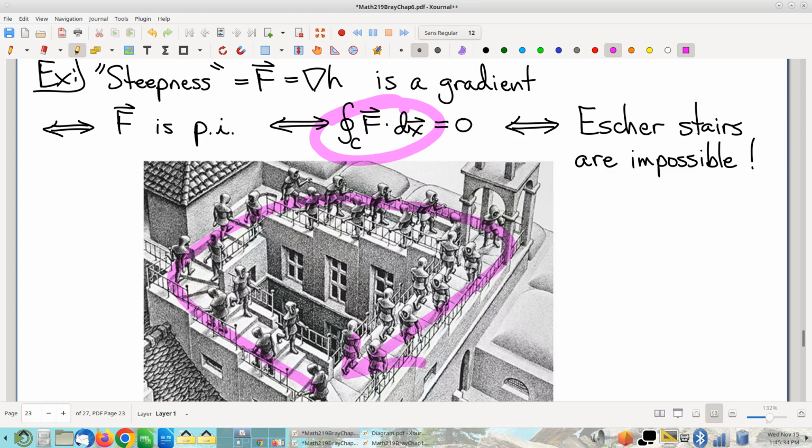Yeah, that's right. The total change in altitude has to be 0. And circulation is a way of measuring your total change in altitude. So that means your circulation has to be 0. What about examples like fluid?